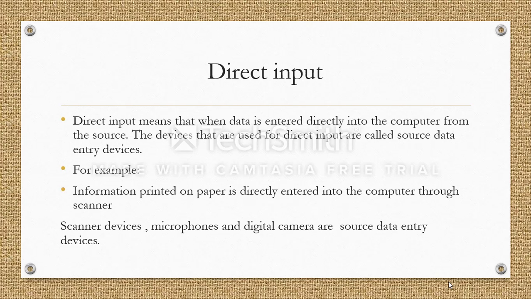Direct input. Direct input means that data is entered directly into the computer from the source. The devices that are used for direct input are called source data entry devices. For example, information printed on paper is directly entered into the computer through a scanner. Scanner devices, microphones, and digital cameras are source data entry devices.